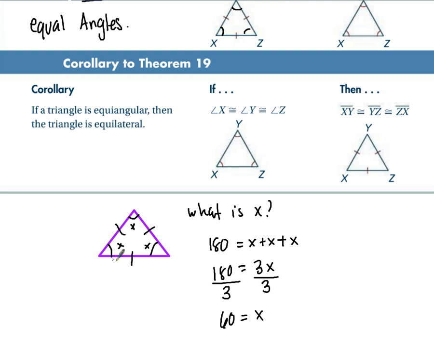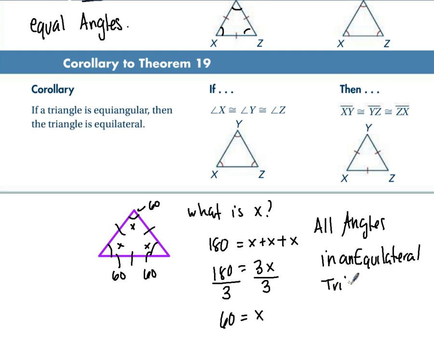Okay. So all angles in an equilateral triangle are 60 degrees. We just figured that out. So we're going to keep using that idea. When we see an equilateral triangle, we know that each of those angles is 60 degrees. Okay, we are going to skip this problem and go to this one.